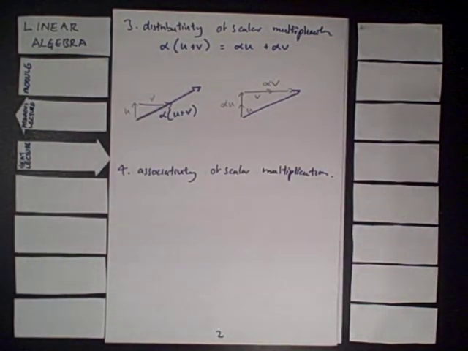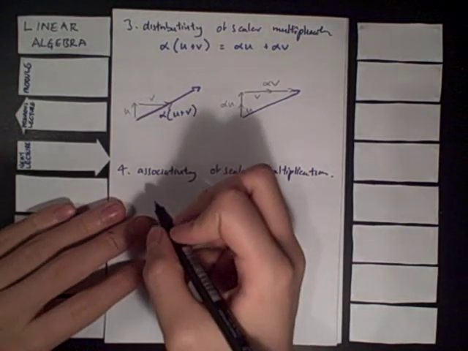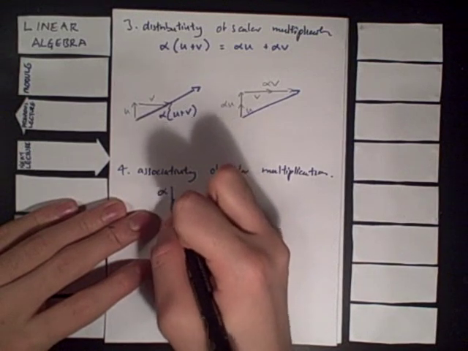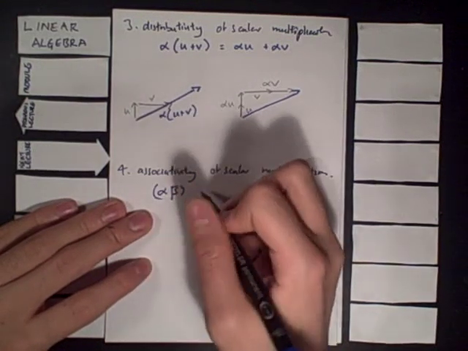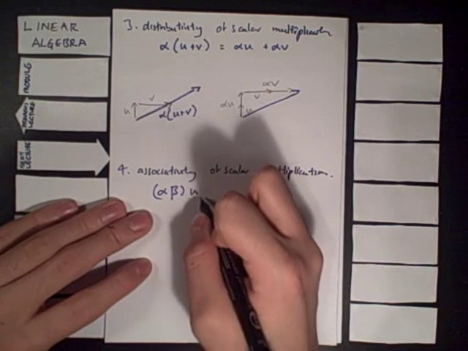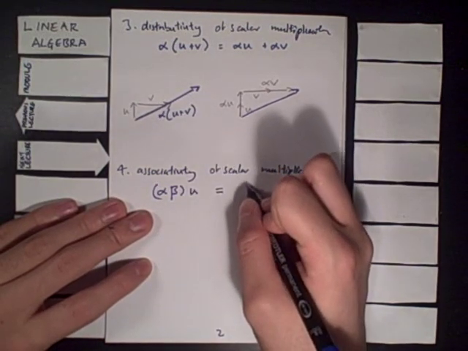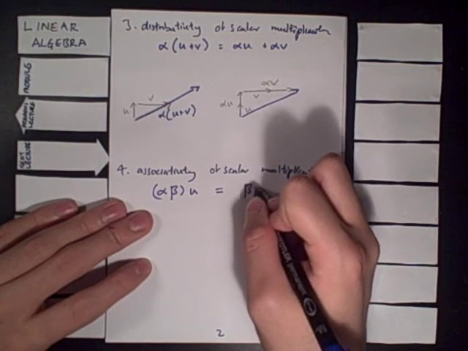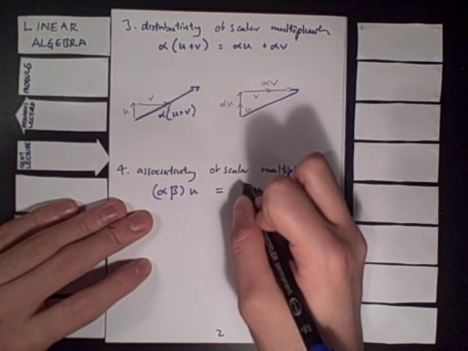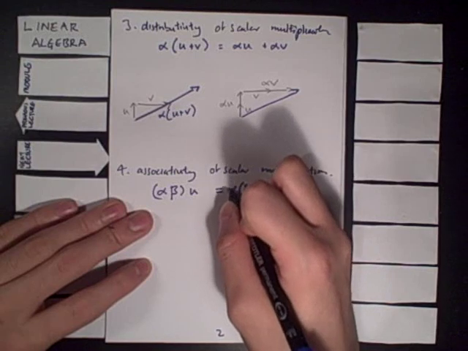The fourth property is the associativity of scalar multiplication, so that alpha beta, two scalars, scalar multiplied by a vector u, is the same as taking beta multiplied by the vector u and then multiplying by alpha.